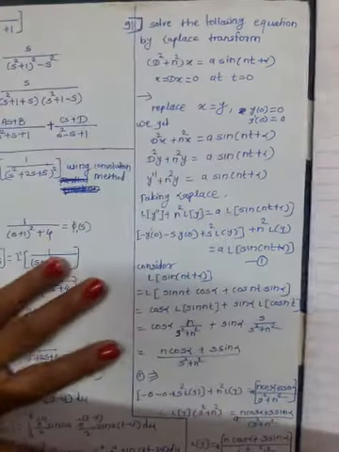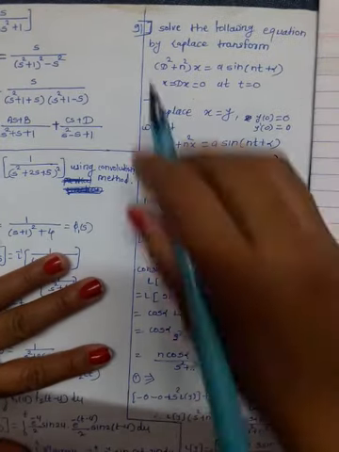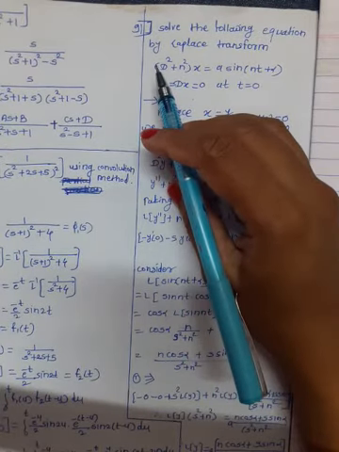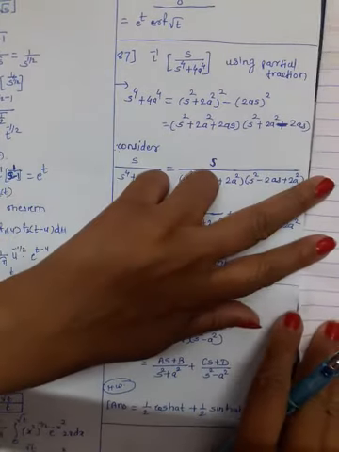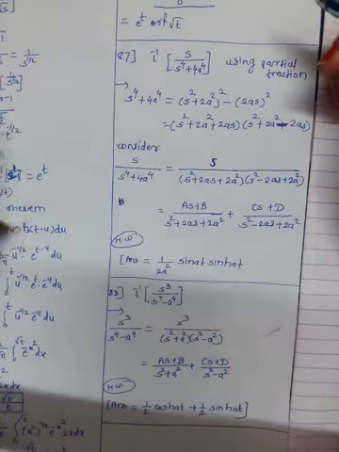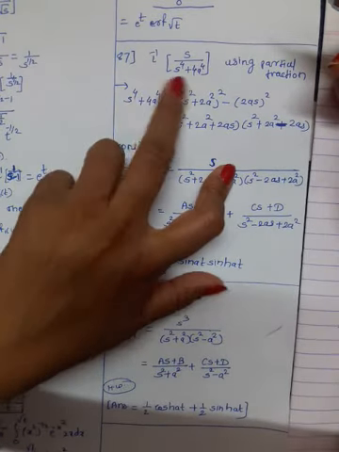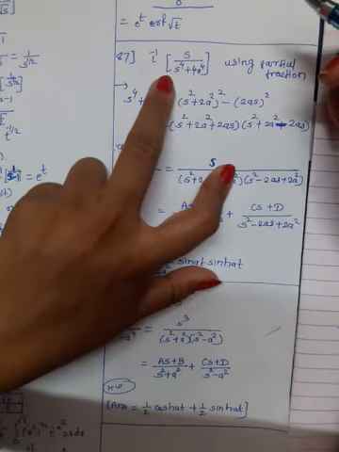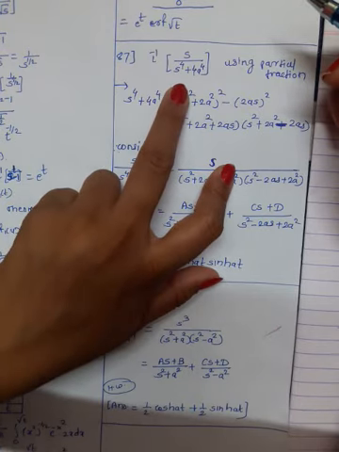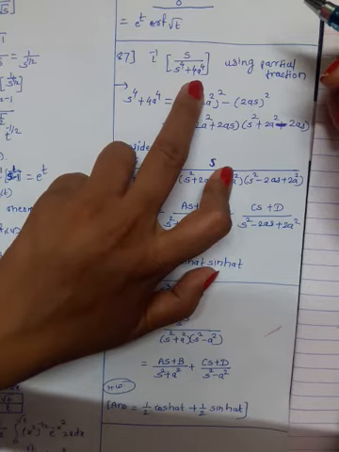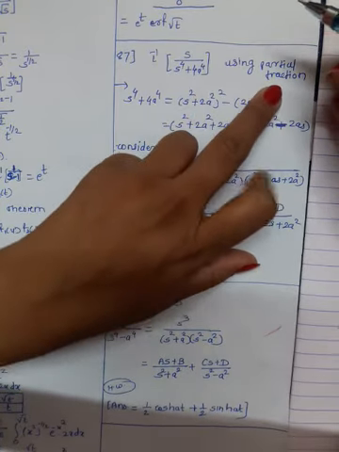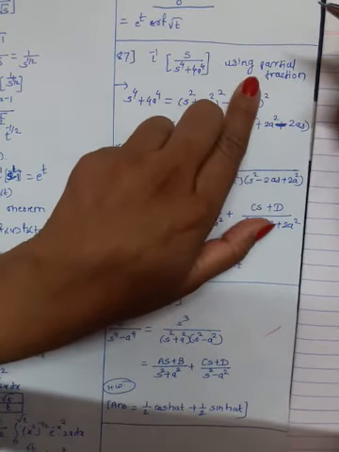Let us see the next example, that is example 86.1. We have to find the inverse Laplace transform of this function, L inverse of s upon, numerator is s, denominator is s raised to 4 plus 4a raised to 4. Using partial fraction, this is given, we have to use partial fraction.